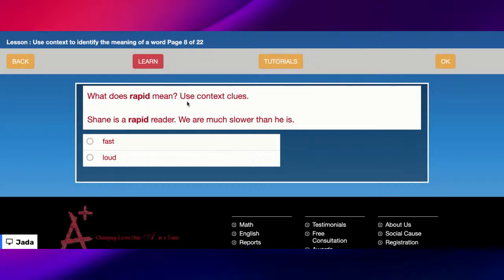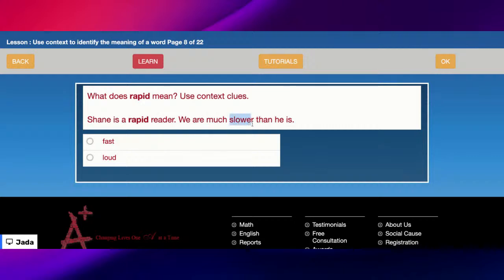All right, what does rapid mean? Use the context clue. Shane is a rapid reader. We are much slower than he is. Okay? So what does that mean? Fast or loud? This is slow, okay?